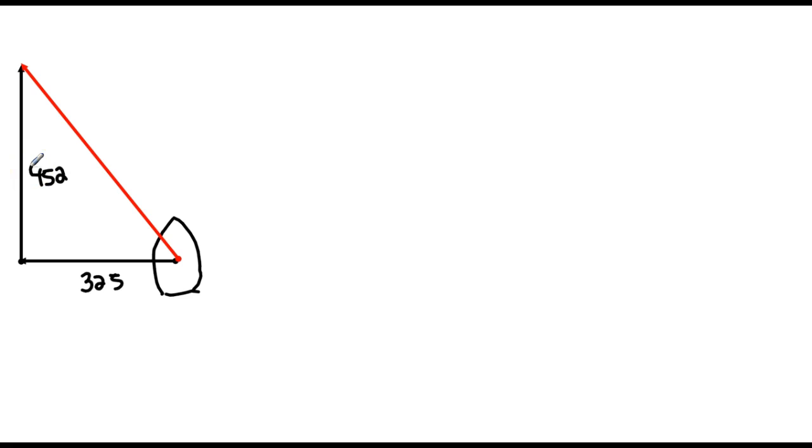Once again, use Pythagorean Theorem to figure out the magnitude of that vector. So 325 squared plus 452 squared gives me a very large number, 309929. Square root that thing, and I get 556.7. I typed in user error at first. So that red vector here is going to be 556.7 newtons, and now I've got to put a direction on it.